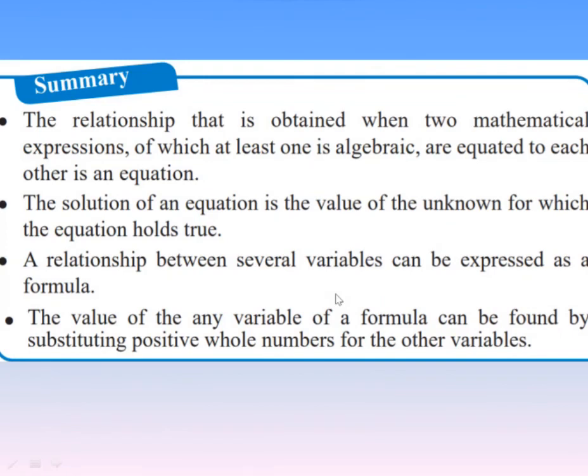Let's look into the summary. The relationship that is obtained when two mathematical expressions, of which at least one is algebraic, are equated to each other is an equation. The solution of an equation is the value of the unknown for which the equation holds true. A relationship between several variables can be expressed as a formula. The value of any variable of a formula can be found by substituting positive whole numbers for the other variables.